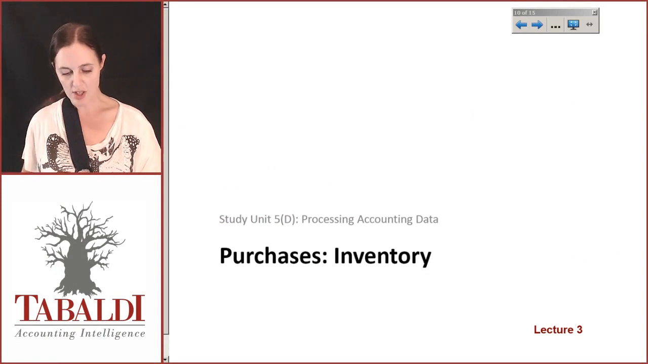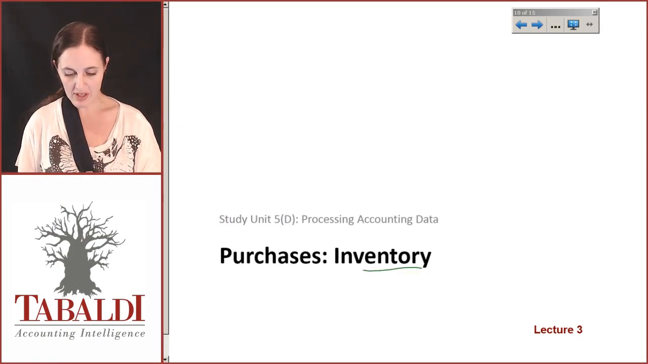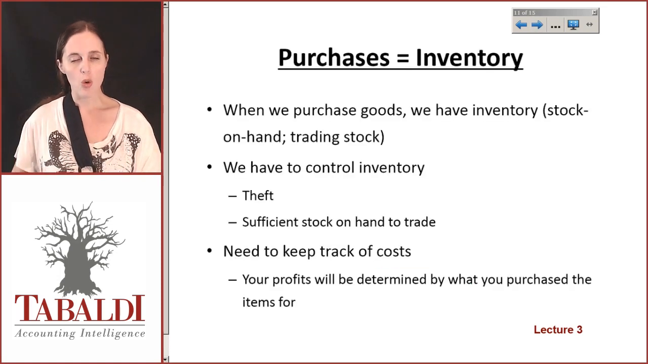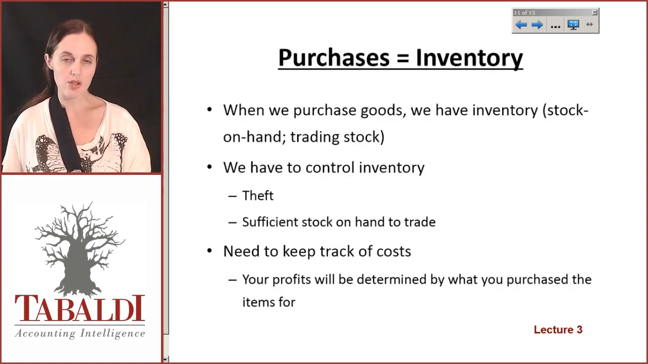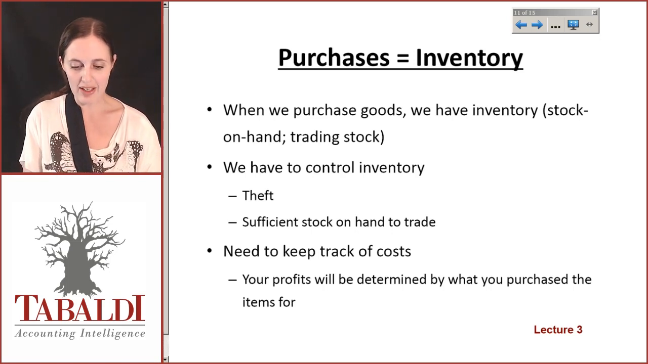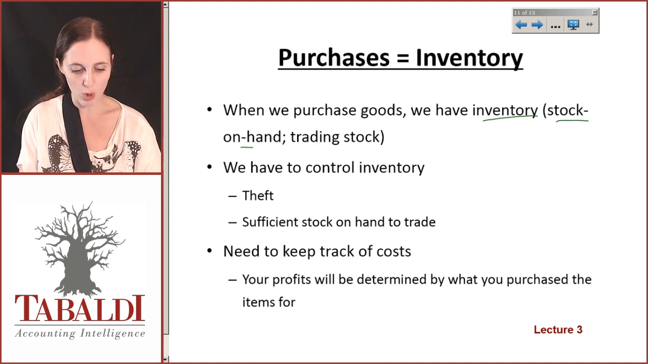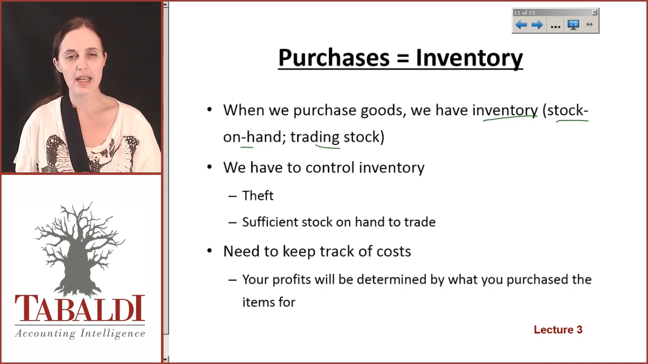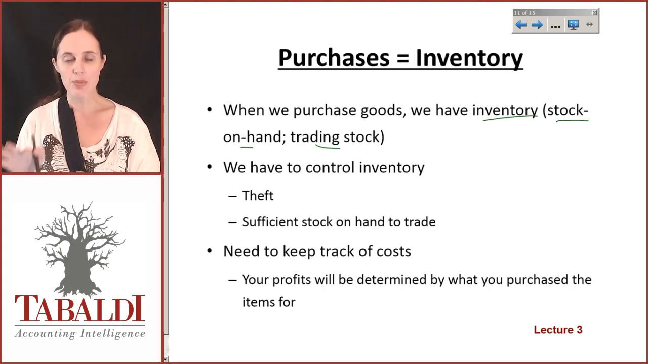When it comes to purchases, one of the things we've got to be aware of is how we deal with inventory when it comes to our purchases. When we buy goods from our suppliers, whatever it is that we've bought becomes our goods, our inventory, or stock in hand. Some people call it stock on hand, trading stock, whatever the case is. So when we buy our purchases, whatever we now have in our company is now my inventory.